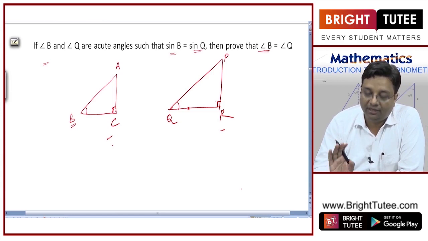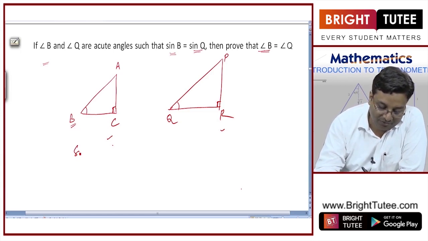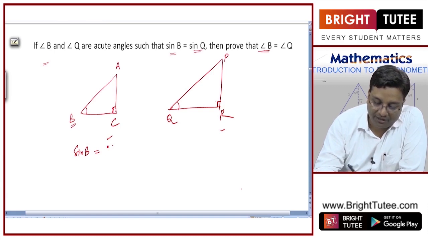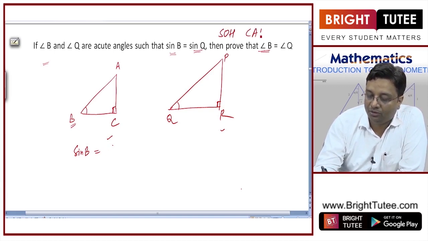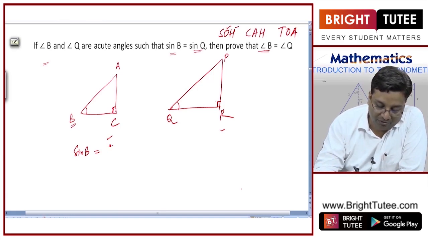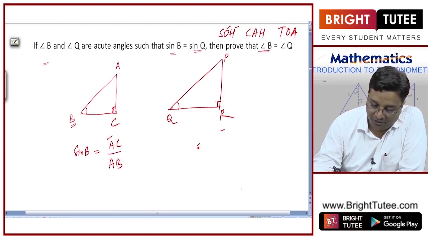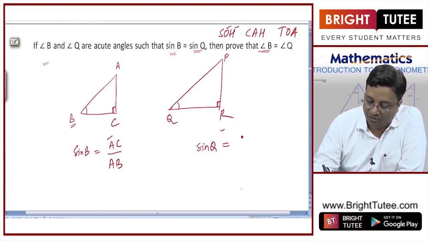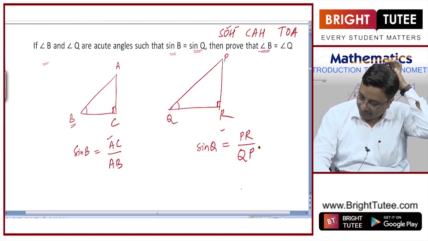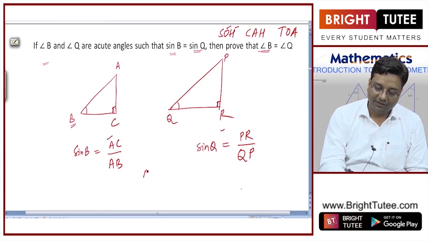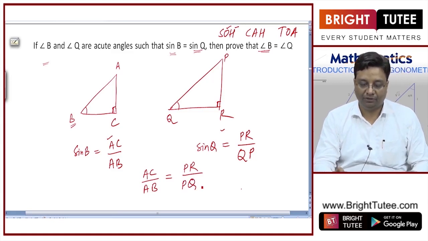Angle B and angle Q are acute angles here, and it is given that sine of B is equal to sine of Q. What is sine of B? You need to keep this in mind, SOHCAHTOA, right? Sine is opposite by hypotenuse. So sine of B is opposite by hypotenuse. And what is sine of Q? It is opposite PR by hypotenuse QP or PQ, right? So effectively it is given that the ratio AC upon AB is equal to the ratio PR upon PQ or QP, whatever you take, right?